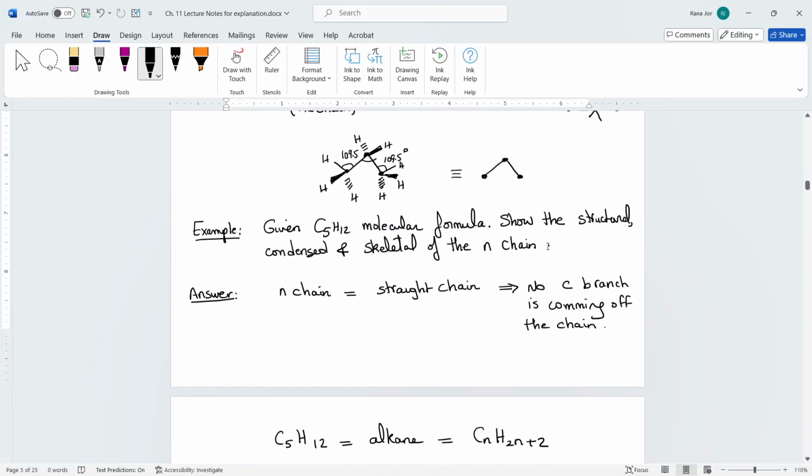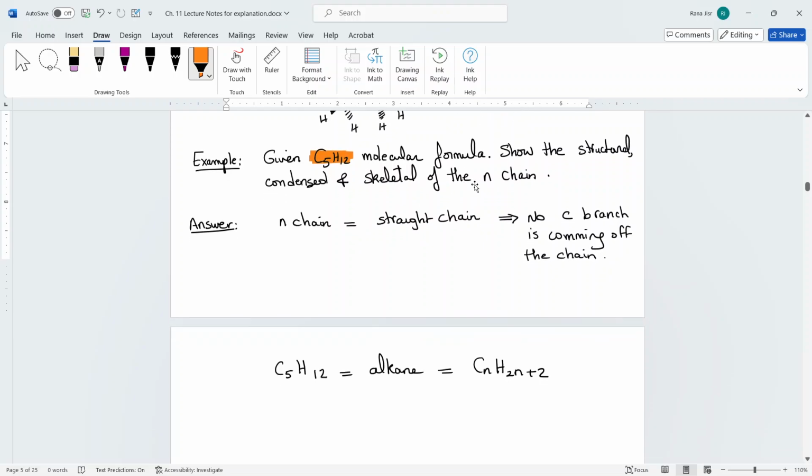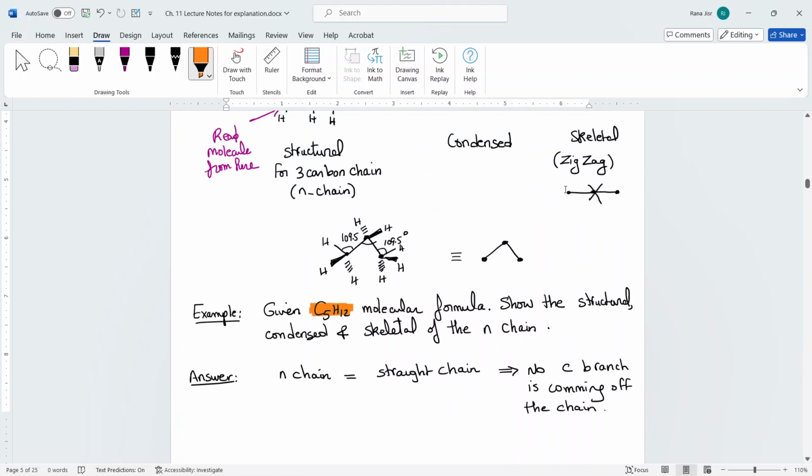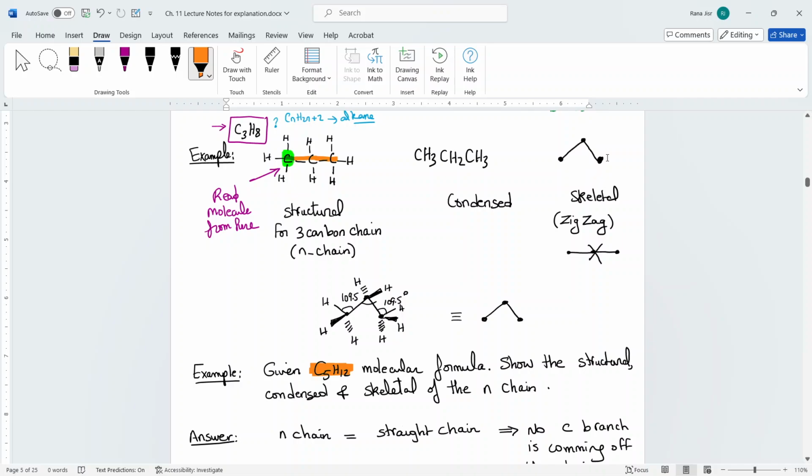Let's have a more carbon chain example. So we are now given C5H12, and we are asked to get its structural, condensed, and skeletal form of the n-chain. And what does n-chain mean? N-chain means a straight chain. A straight chain does not mean that the carbons are forming a line with a bond angle of 180, because I know that this is impossible for each of these tetrahedral carbons. This is called an n-chain.